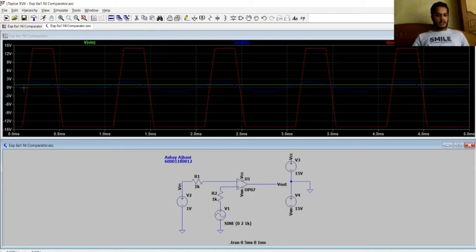But as we can see, the transition does not exactly happen at the 1 volt signal, because of the slew rate of the op-amp, which is very slow. Hence we get a diagonal line instead of a straight line. Now let's have a look at the inverting configuration.